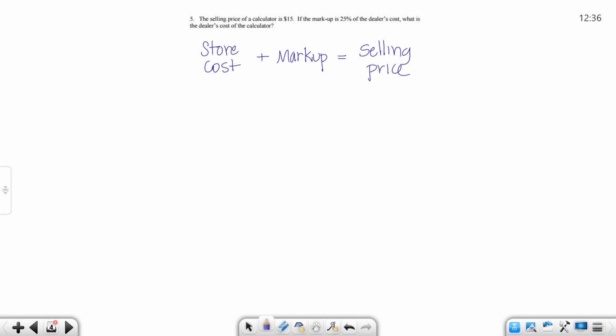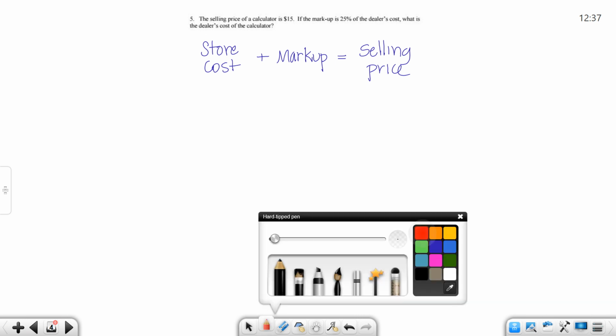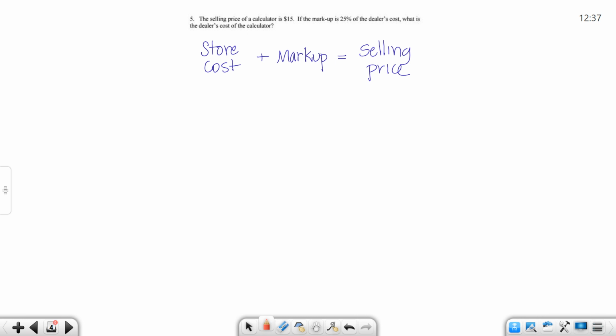Okay, the next one you have is the markup one. When you have a store or any kind of business, you buy a product and you can't sell it for that same price or you wouldn't make any profit. So you mark it up and then you sell it. And so you see a little template for this one. At the end of the question up there, it says what was the dealer's cost? Well, that's the store's cost. So X is going to be the store's cost.